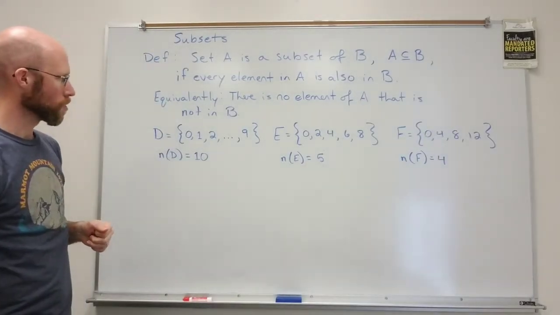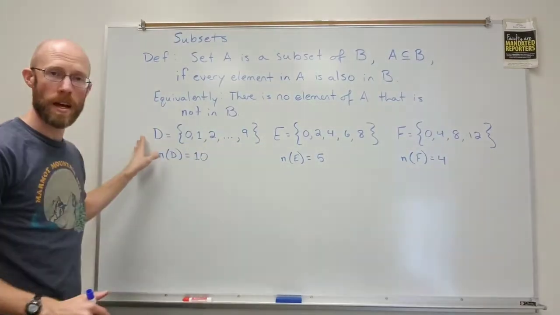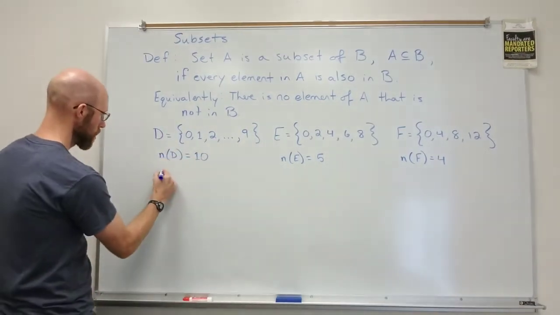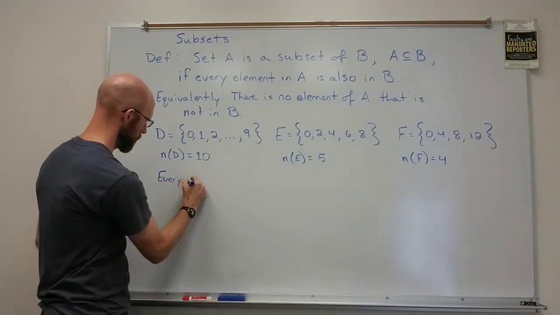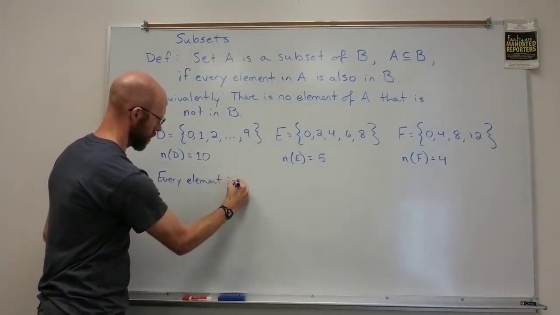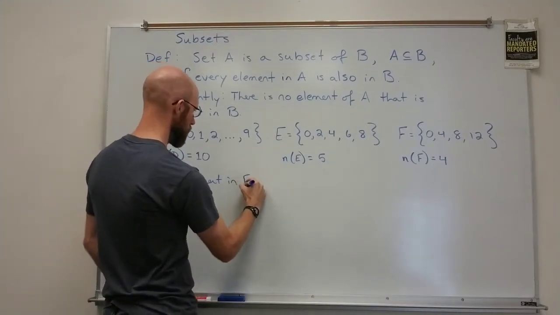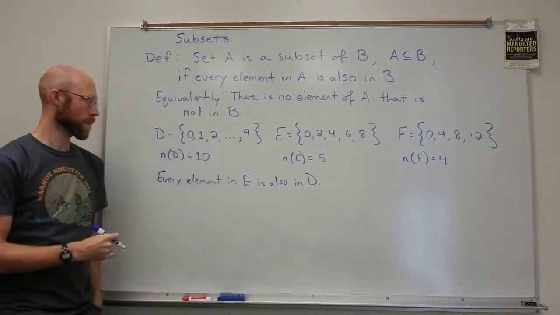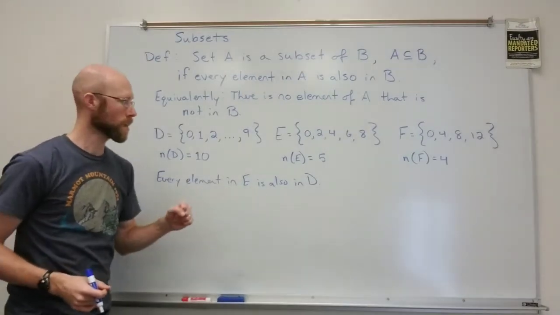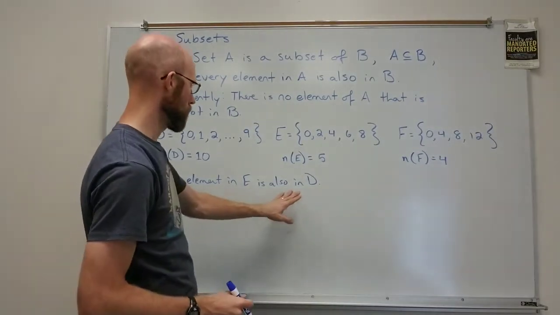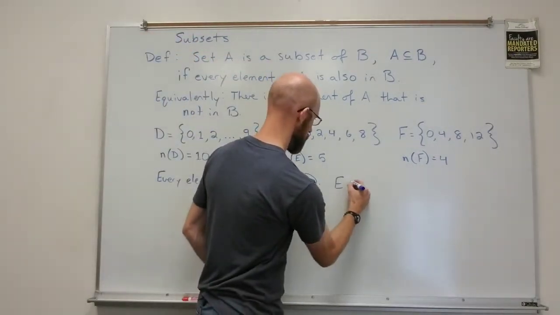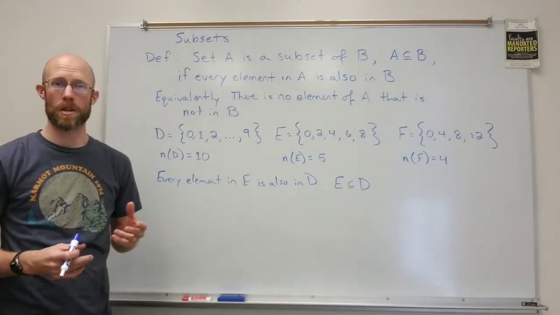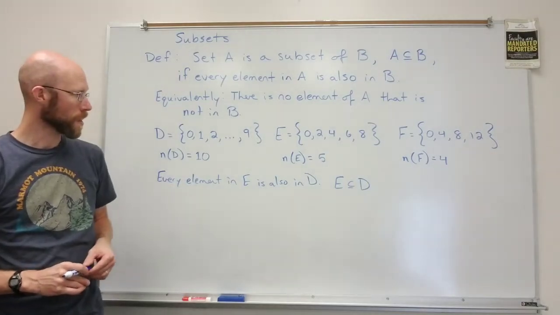And so we could say that E is a subset of D because every element of E is also in D. Every element in E is also in D, and notationally, we would say that E is a subset of D, using this notation with the subset symbol.